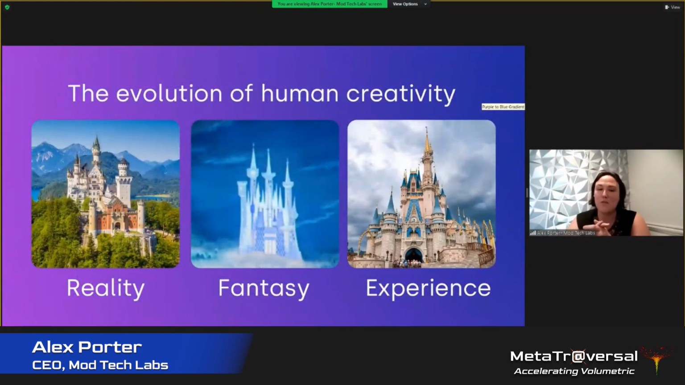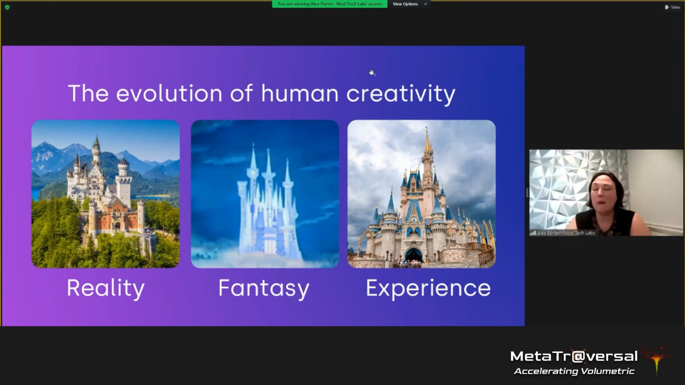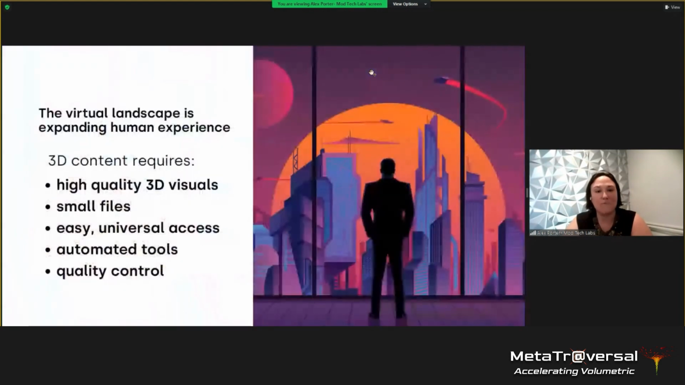So I'm Alex Porter, CEO of MetaTr Labs, and we all know that really what's happening is the evolution of human creativity, right? We're seeing this massive, wonderful opportunity to go from reality to fantasy to experience and combine all of these things in a magical and wonderful way. But in this landscape, there is a huge need for 3D content. They have to be really high quality. They have to be small files. You have to have easy universal access, which means the tools need to be easy to use, right? Which we know has been a challenge over the course of this.